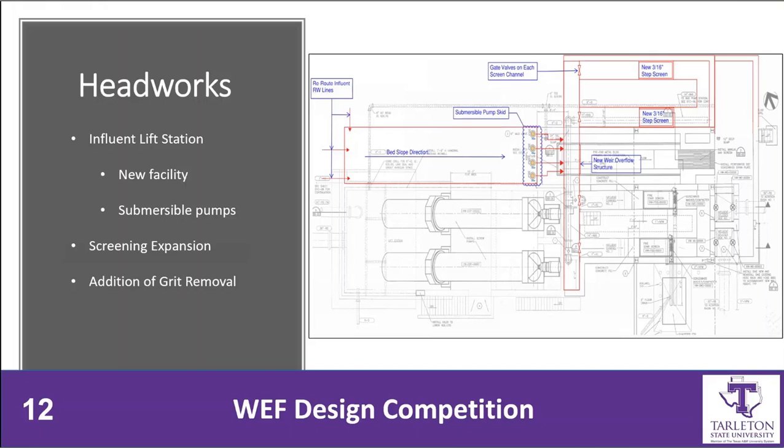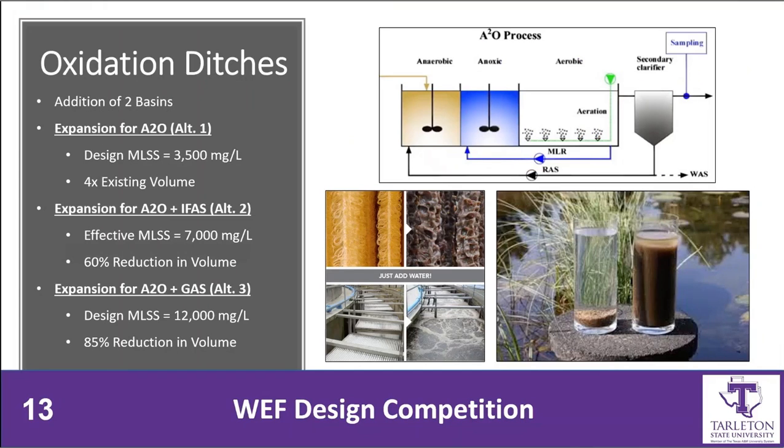To prevent this in the future, we are also including a grit removal cyclone following the screens, complete with a bypass channel to keep the plant operational if the cyclone requires maintenance. The size requirements for the oxidation ditch expansion in Phase 1 were based entirely on the demands of biological phosphorus removal, which will be implemented in Phase 2.